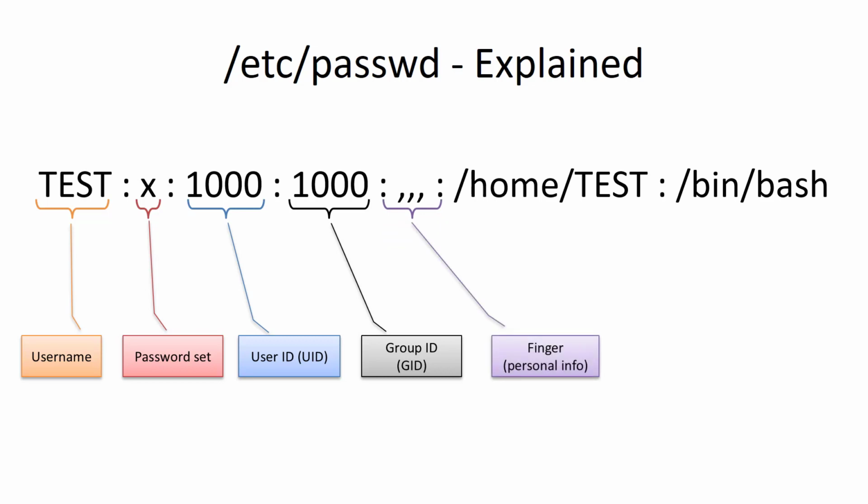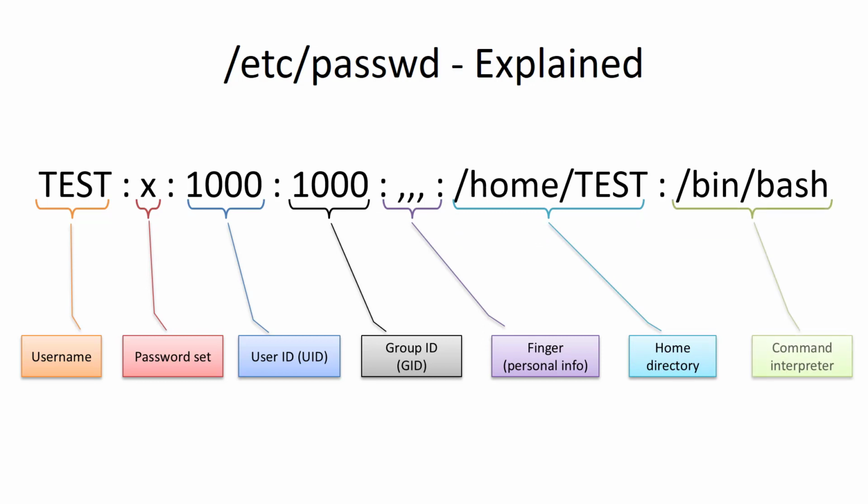This field contains personal information about the user. It is not mandatory, and very often this field is empty. This parameter defines the user's home directory where all his personal files are kept. And the last one is the command interpreter, which is launched when the user starts a console terminal. In most cases it's bash. So I hope now you are clear what information is contained in the passwd file.